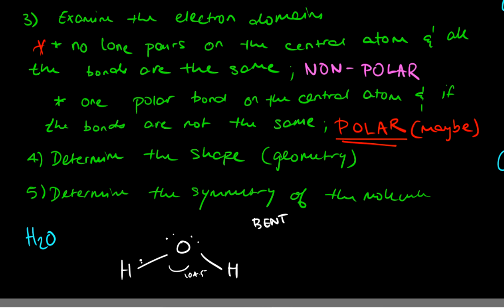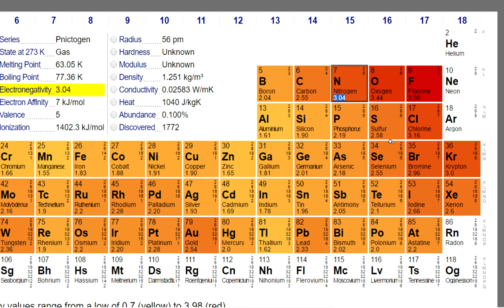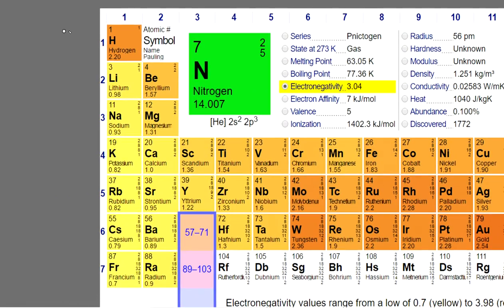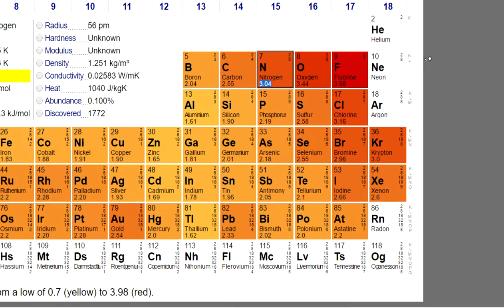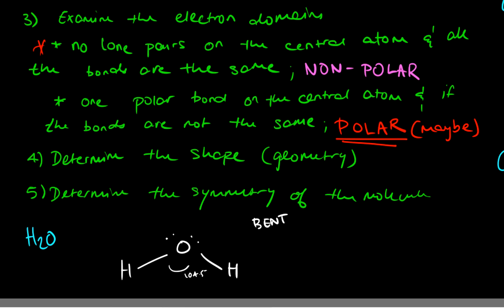The polarity of the bond: oxygen is 3.44, we just looked at it. Yeah, 3.44, and hydrogen, you can memorize this. Hydrogen is common. It's 2.20. It's not that hard to remember. So 3.44 minus 2.20 is 1.24. So you have a 1.24 going inwards. So we have this.